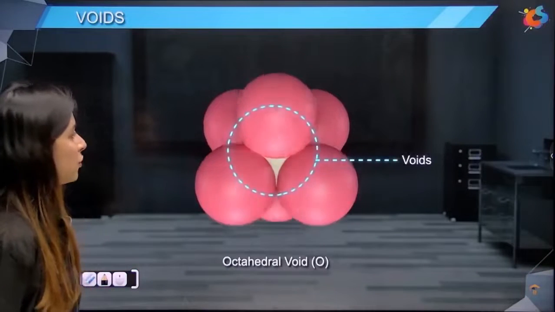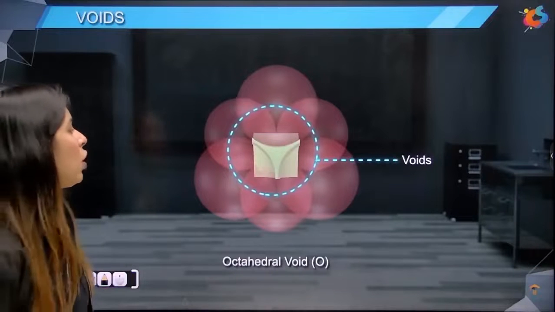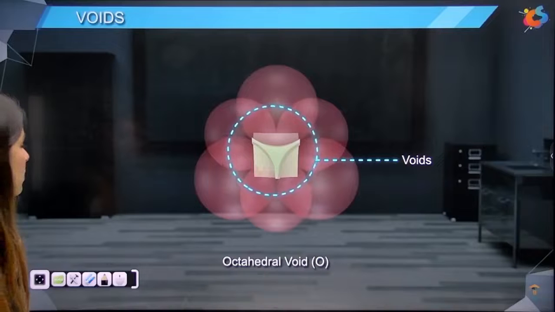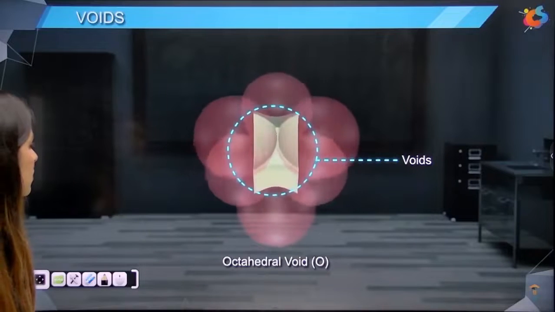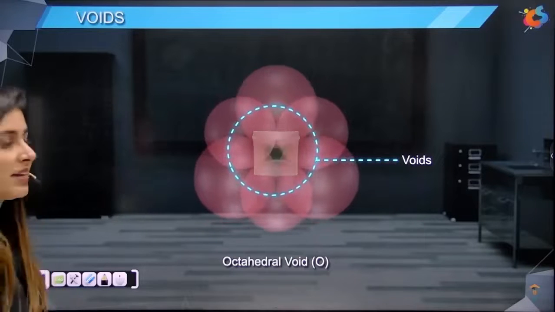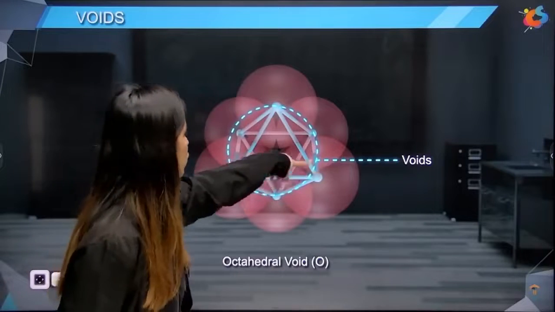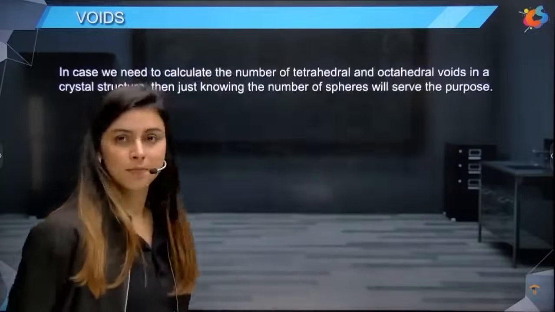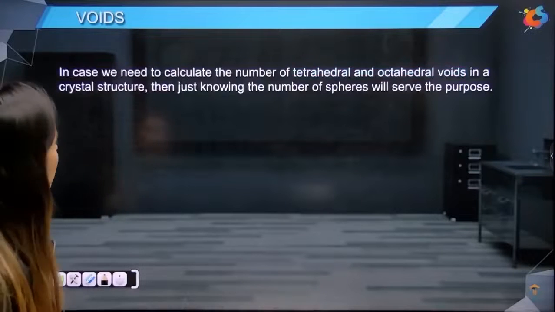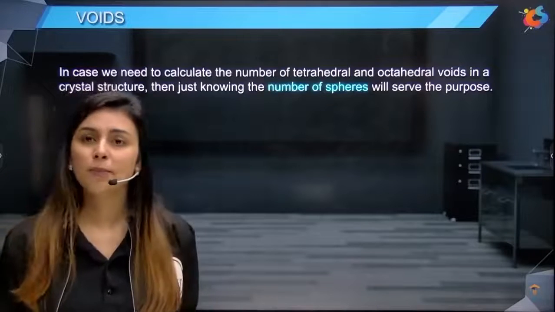This is an octahedral void. The opposite triangles, my dear students, is an octahedral void. Right? Perfect. Beautiful. See the opposite triangles. I hope you can imagine the opposite triangles here. So this is the definition. In case we need to calculate the number of tetrahedral and octahedral voids in a crystal system, then just knowing the number of spheres will serve the purpose, right?